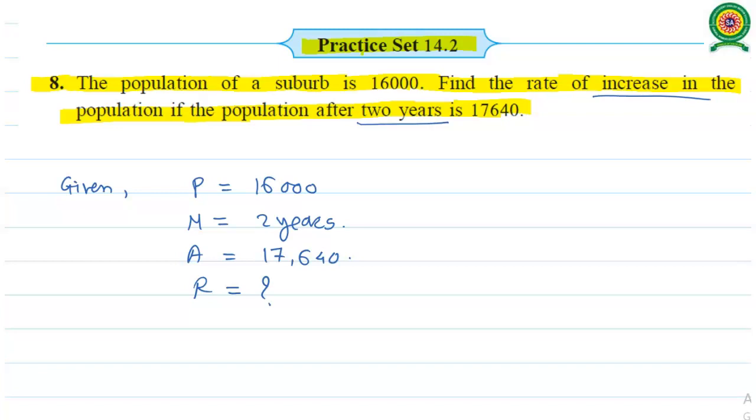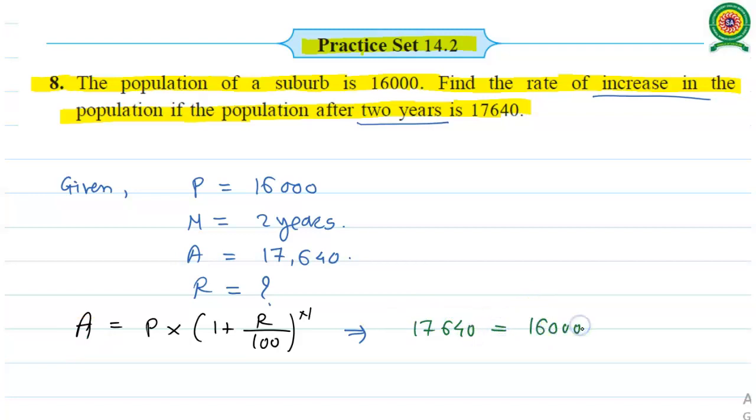Since it is compounded annually, we have to use the compound interest formula. Amount at the end of the 2 years is equal to principal into 1 plus rate of interest divided by 100, whole to the power duration, the capital N. Once we replace the known values, amount equals 17,640, that is equal to principal 16,000 into 1 plus R divided by 100, keeping R as it is, whole to the power 2.